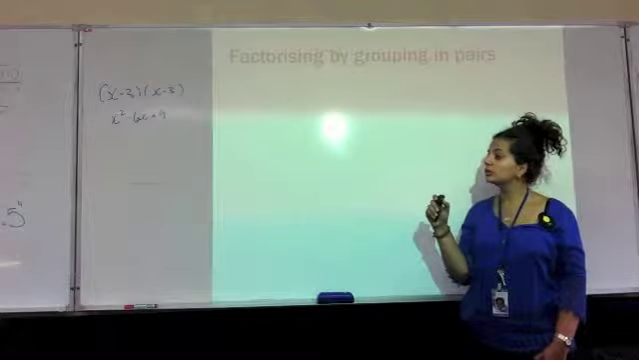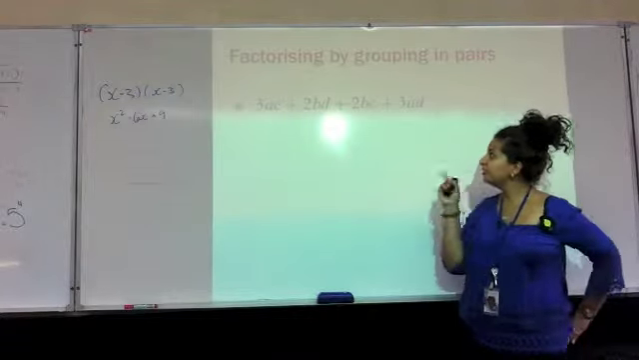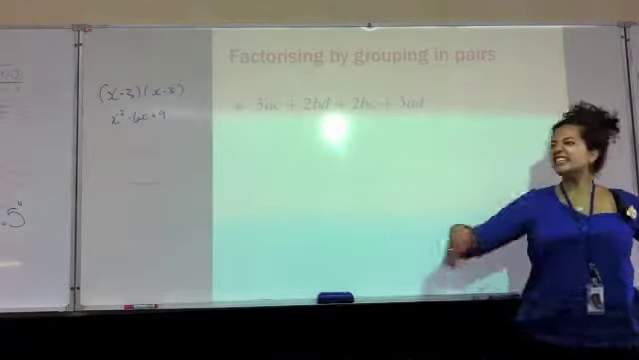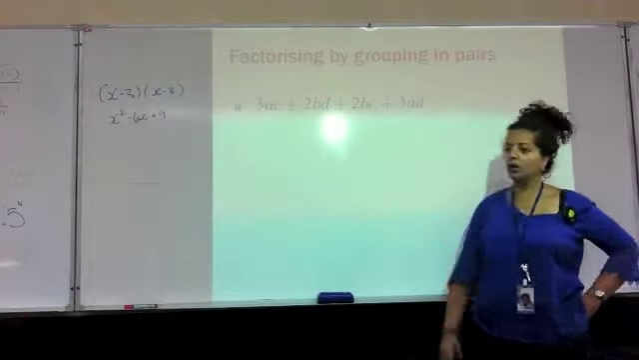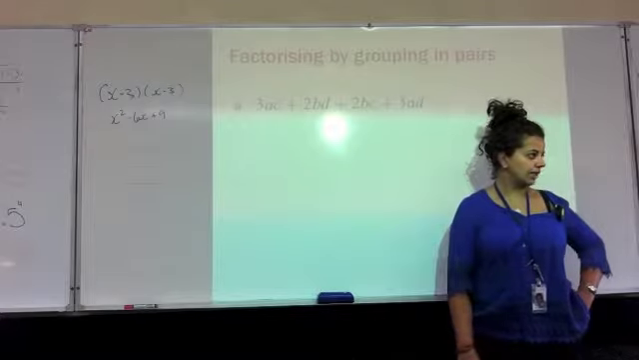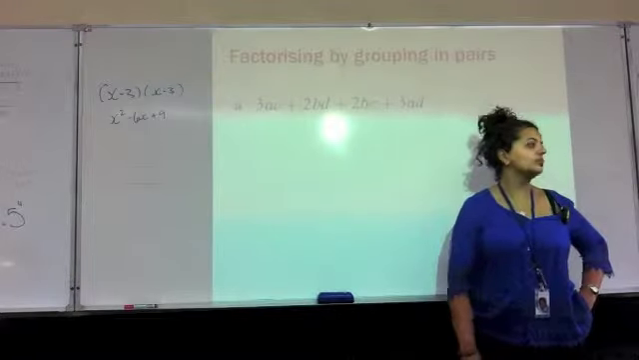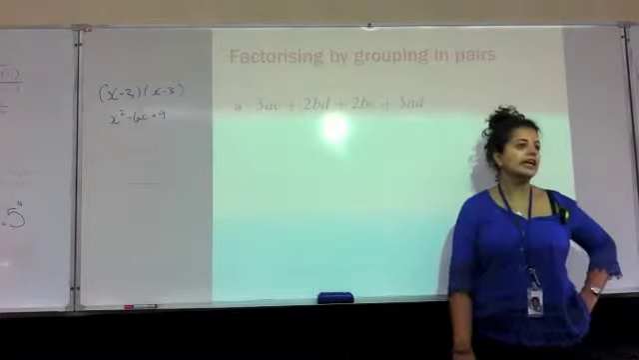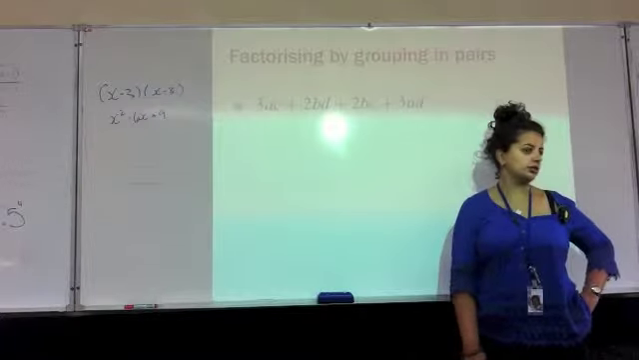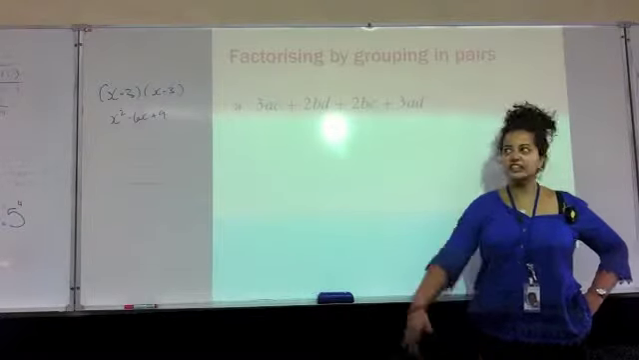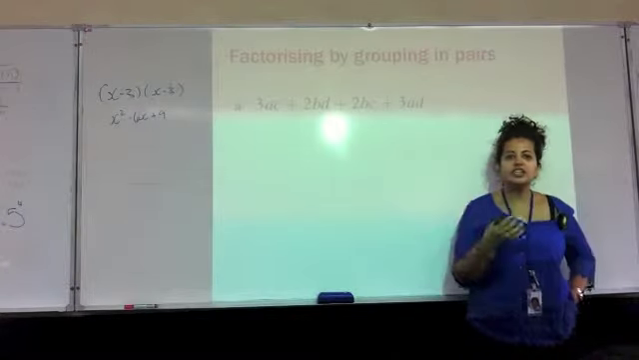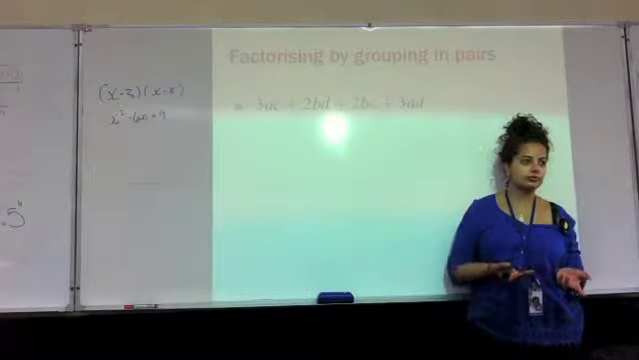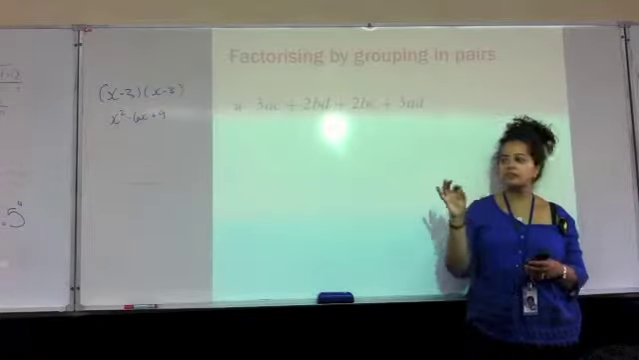Okay. So, visual check on this. It's long. My first visual check, it's long. It's 4 terms. If you see something like 4 terms, you should automatically think grouping in pairs. How many pairs? At least 4. If you have 4, obviously you're going to group in pairs. That's my first visual check.